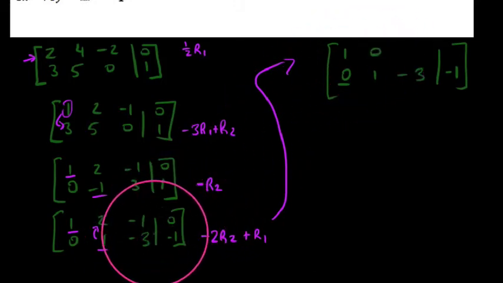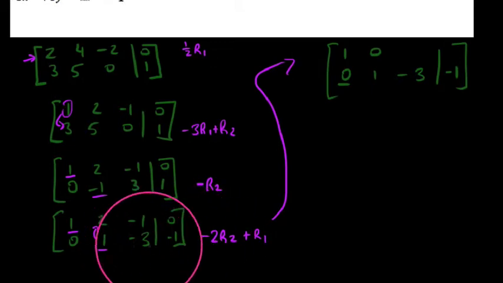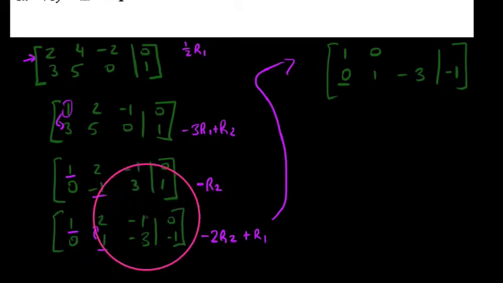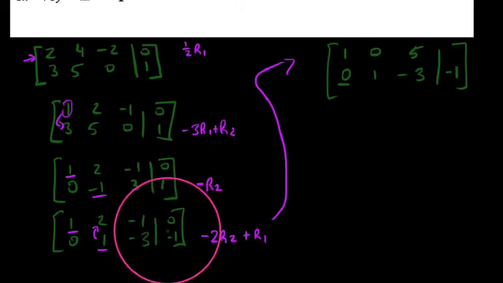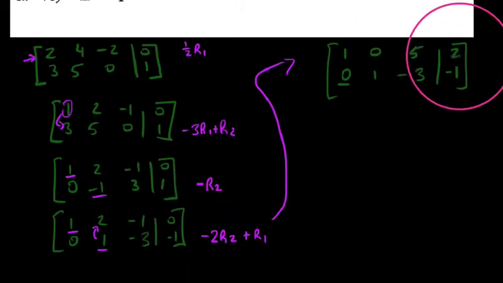The question is, what is elsewhere? So if we took -2 times this -3, it'd be a 6, plus this -1 is a 5. And then furthermore, we would get -2 times -1 is 2, plus 0 is 2. Okay, so this is our system.